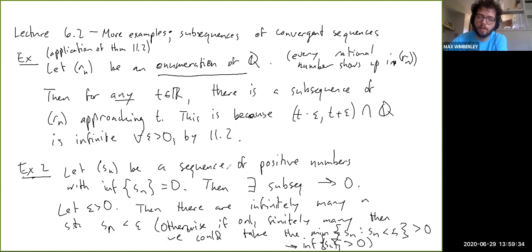So it's key here that the sequence consists only of positive numbers, right? Because if we were allowed to have Sn equals 0, then this wouldn't really mean anything. So because it's all positive numbers, there have to be an infinite number in any sort of neighborhood around 0, and that means that there exists a subsequence converging to 0, again by Theorem 11.2, okay? So I'm going to erase this stuff now, and I'll make a cut.